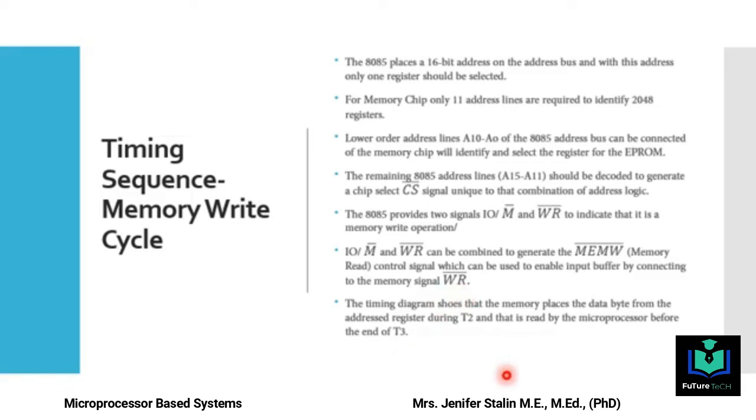So the timing diagram is explained in the previous slide. So the data bytes from the address register during T2 are written, not read, by the microprocessor before the end of T3.